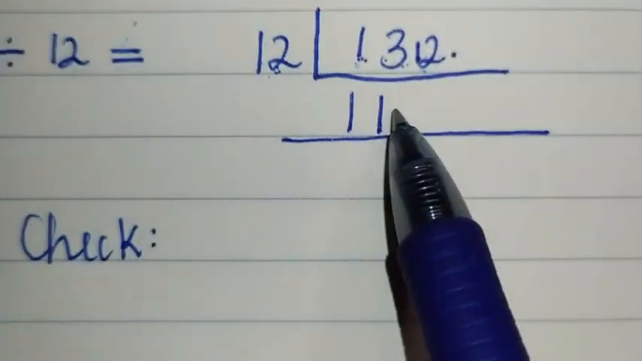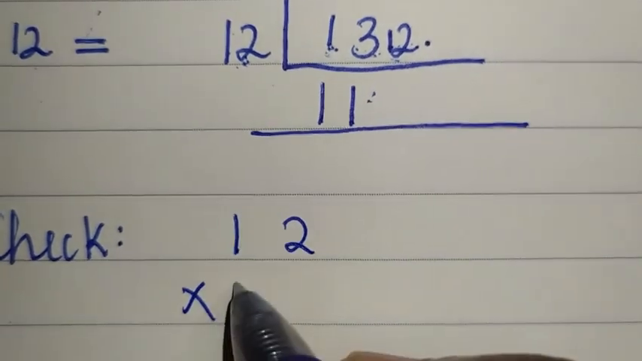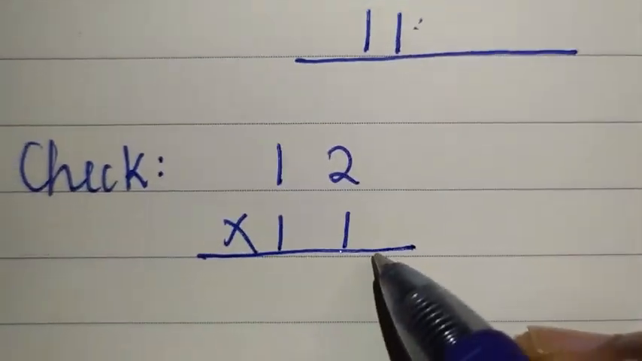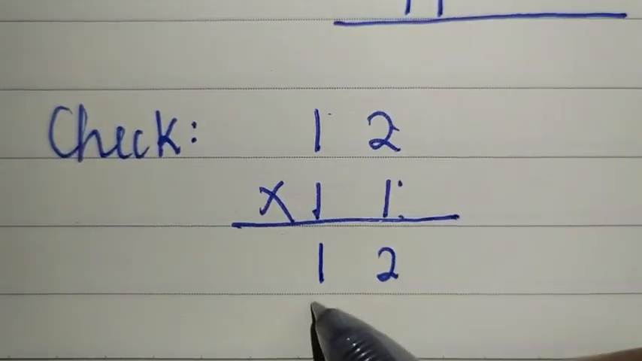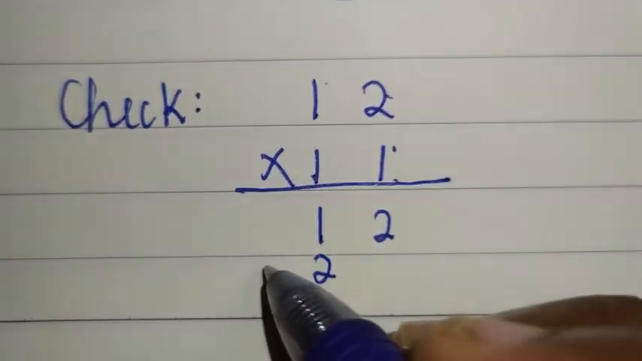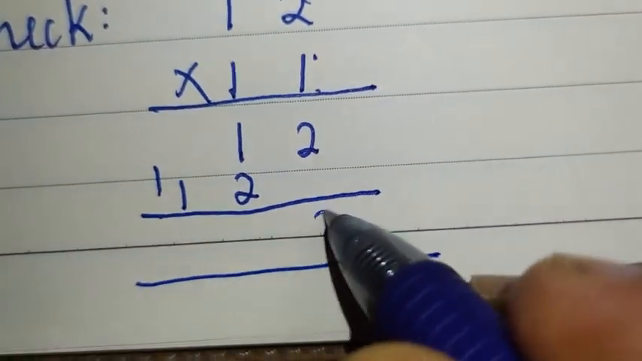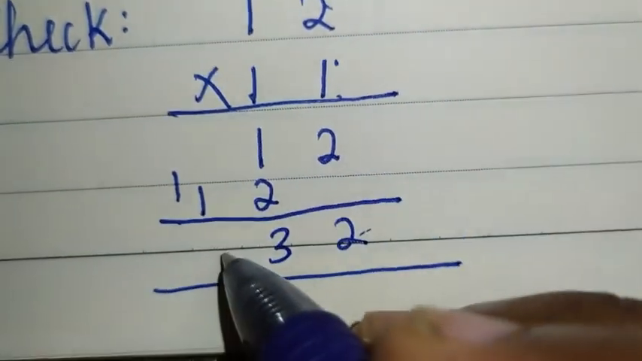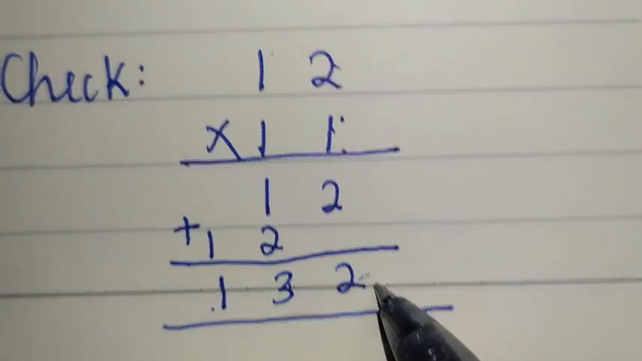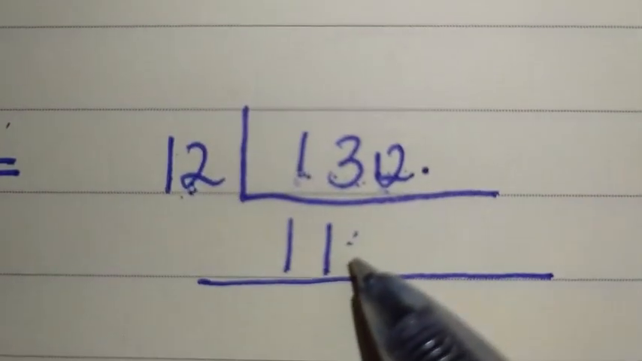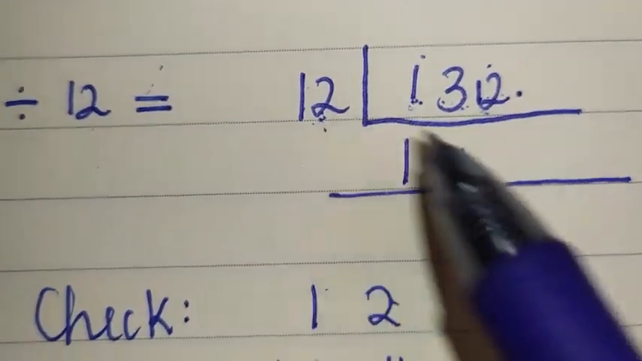So you could do well by checking again. So I'm just basically going to multiply my quotient by my divisor. So I will say 12 multiplied by 11. So I will say 1 times 2, that will give me 2. 1 times 1, that will give me 1. 1 times 2, that will give me 2. 1 times 1, that will give me 1. So if I add the numbers together, I will have 2, 3, and then 1. So 12 times 11 gives me 132. So you could see that our answer is correct. Our quotient is correct. So 132 divided by 12 gives us what?